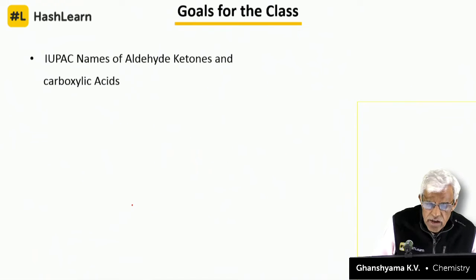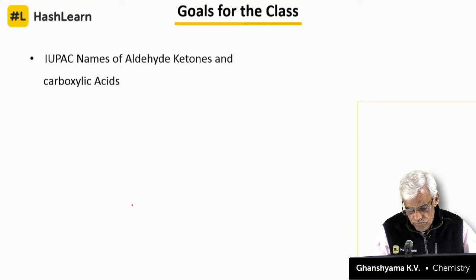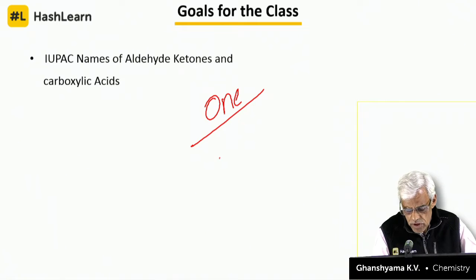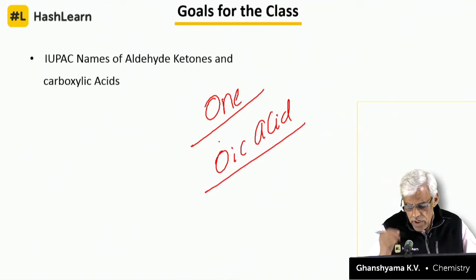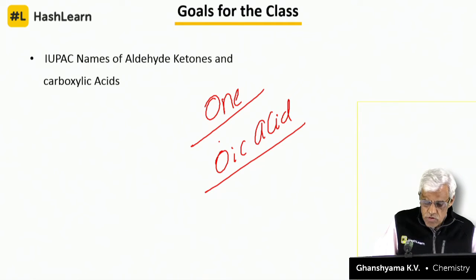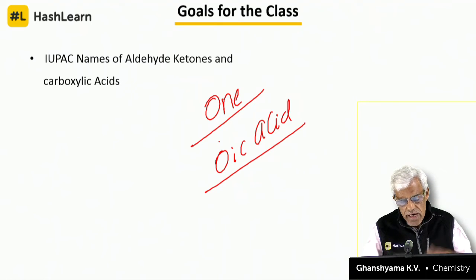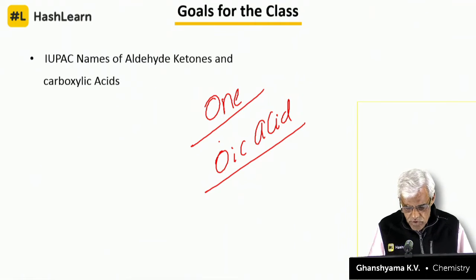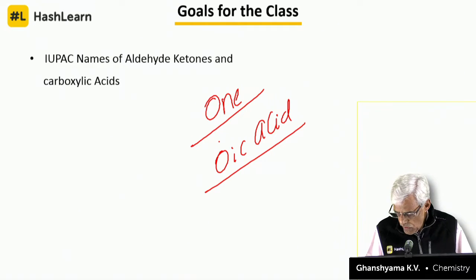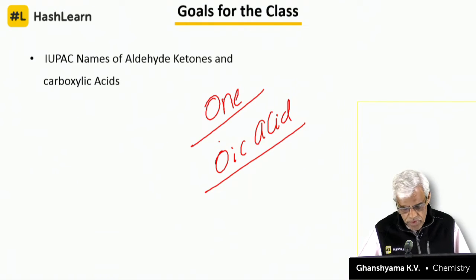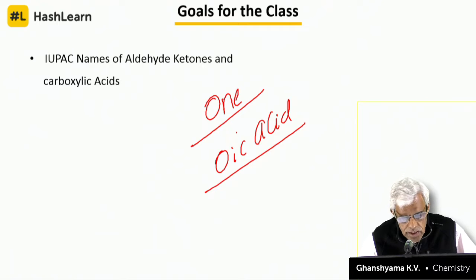So, the name should end with Al for aldehydes, for ketones it should end with -one, and for carboxylic acids it should end with oic acid. On the basis of this, we shall try to know a few simple and later slightly complicated, not much complicated, IUPAC names of aldehydes, ketones and then carboxylic acids. Okay, right.